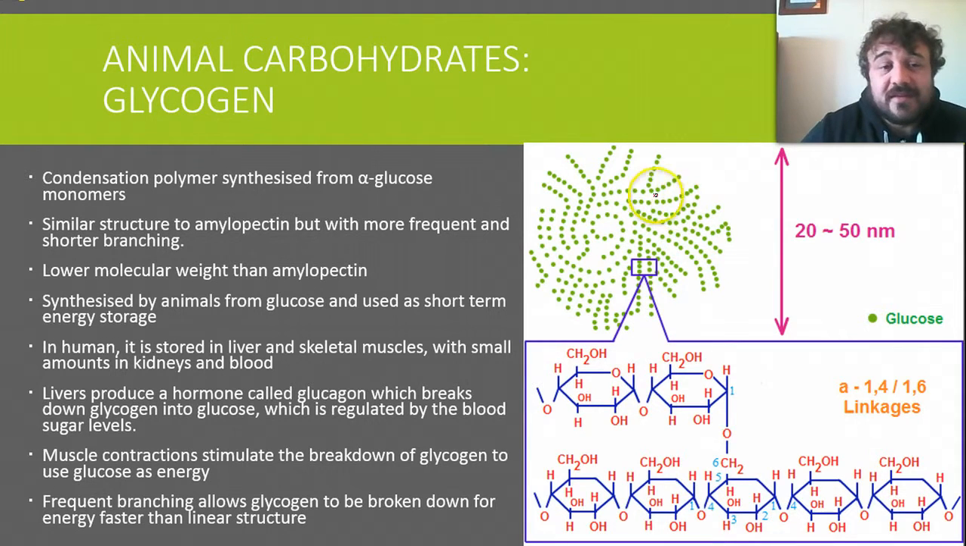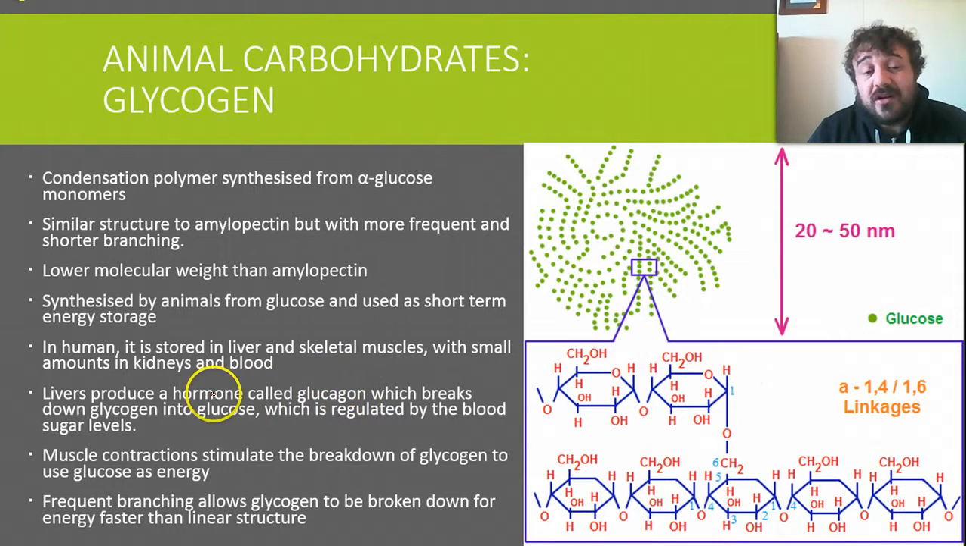Now glycogen is what exists in animals, and you can see that it's quite a complex structure. Again, like all the others, it's a condensation polymer from alpha glucose monomers. It has a very similar structure to amylopectin, but the branching is much more frequent and much shorter. So it has a lower molecular weight than amylopectin, so it's smaller. It's synthesized by animals from glucose, and we use it as a short-term energy storage. In humans, it's stored in the liver, skeletal muscles, and small amounts in the kidneys and blood.